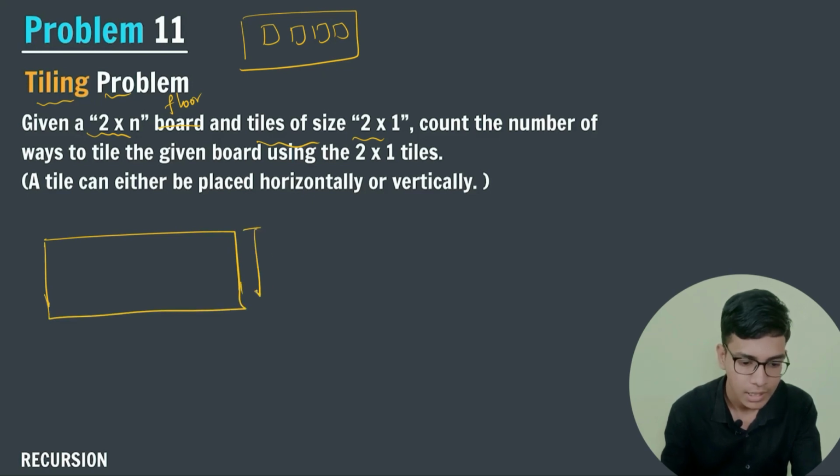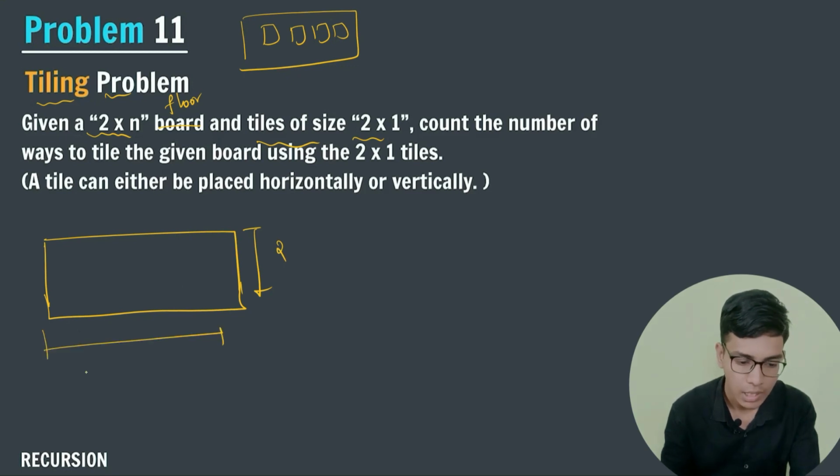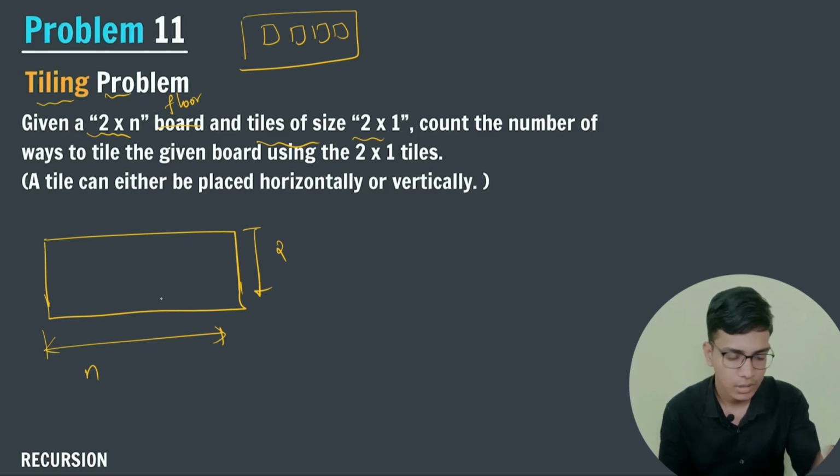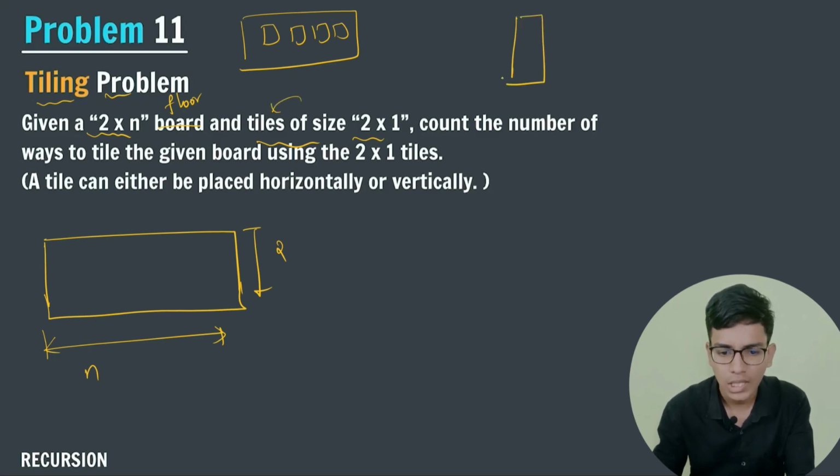That is, the first dimension of our board is 2. After that, the length is n. So here this is the floor that represents the dimension of our ground. After that the user has given us the tile dimensions. This is the tile, and the dimension of the tile is 2 cross 1. So this is our tile.